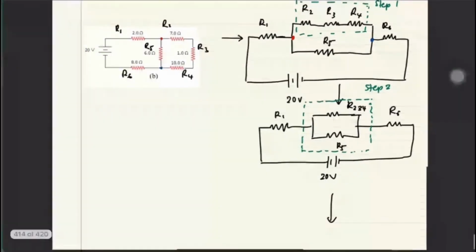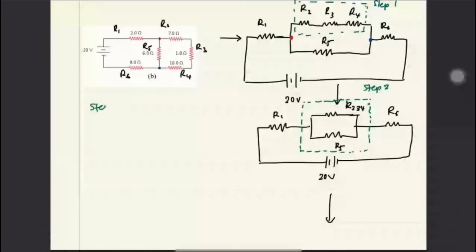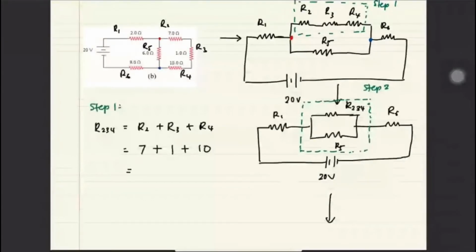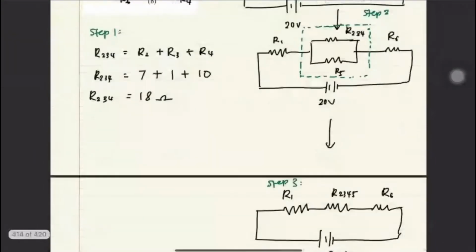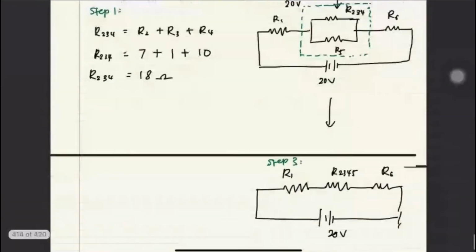Okay, so to solve that one, step 1, R2, 3, 4 are in series. So R2, 3, 4 would be equals to R2 plus R3 plus R4. So you left with 7 plus 1 plus 10. Should get 18 ohm. Okay, simple kan? And then step 2, you want to combine R2, 3, 4 with R5.